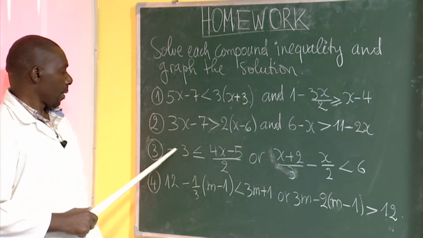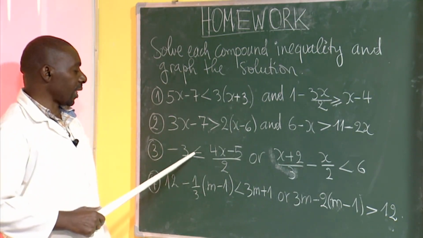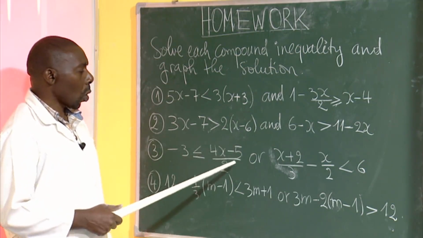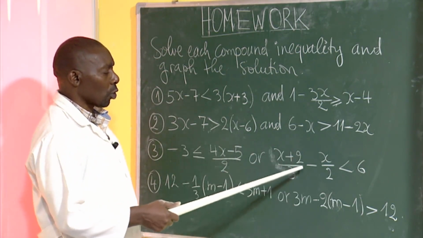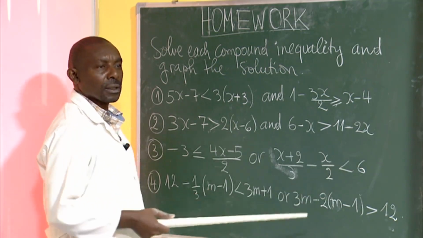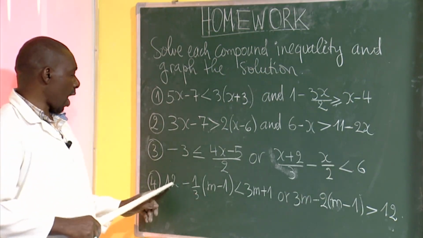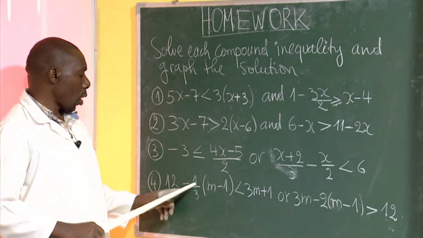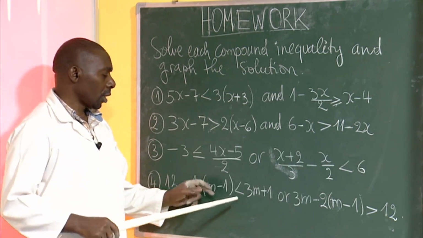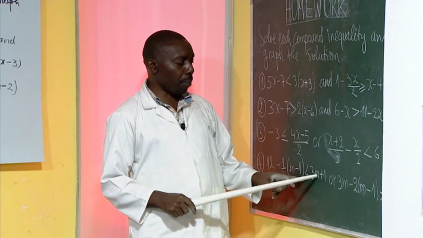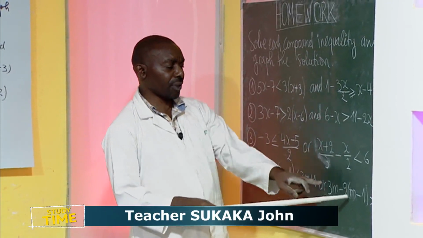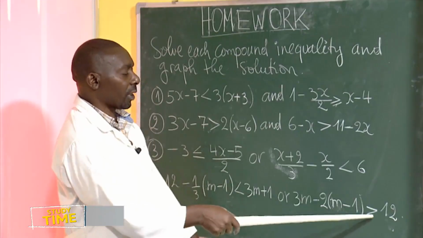Number 3, minus 3 is less than or equal to (4x minus 5) by 2, or (x plus 2) by 3 minus x by 2 is less than 6. The last, we have 12 minus 1/3 times (m minus 1), which is less than 3m plus 1, or 3m minus 2 times (m minus 1), which is greater than 12.